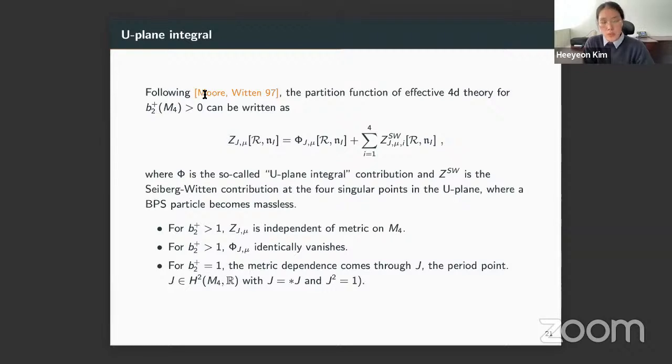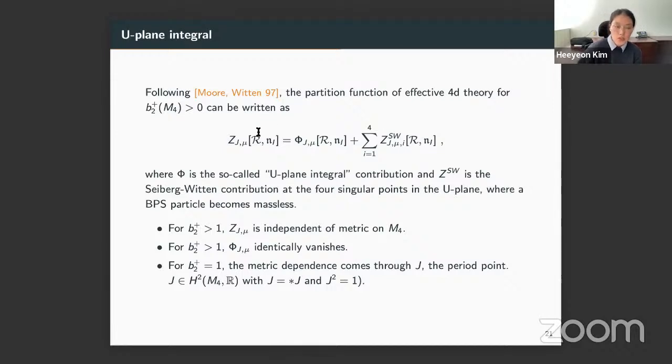So following the work of Moore and Witten, the partition function of the effective 4D theory that we just tried to describe can be written in general in the following way. Here, this quantity phi is the so-called u-plane integral contribution. And in addition to that, for the four singular points where these new degrees of freedom emerge, we have the contribution from what we call the Seiberg-Witten contribution.